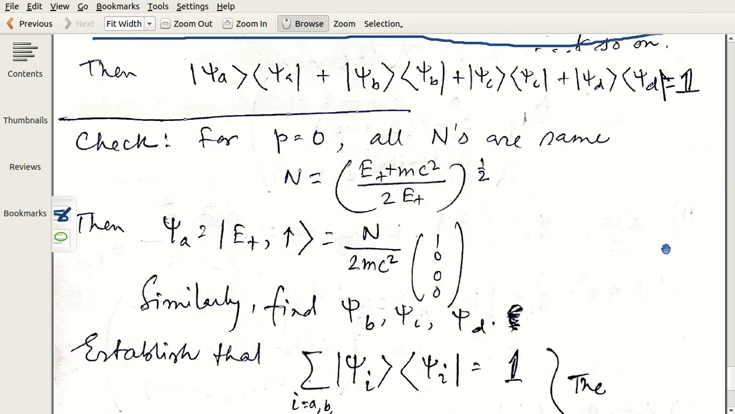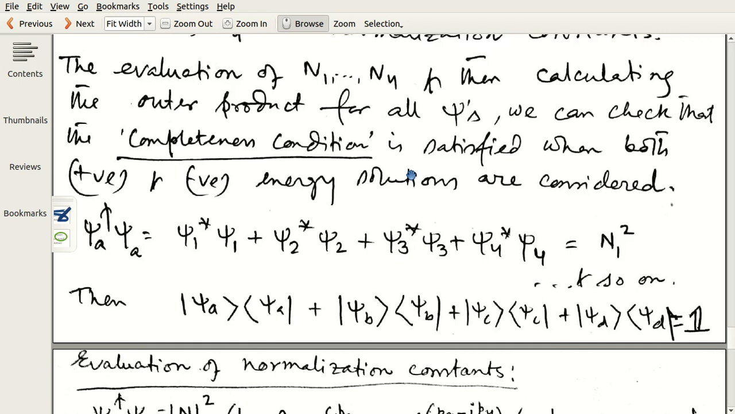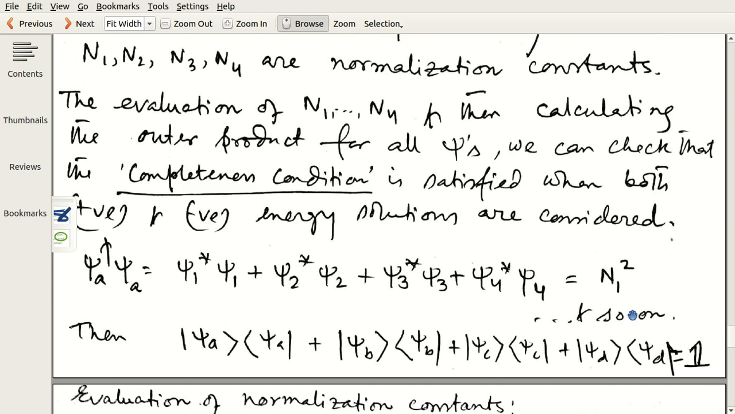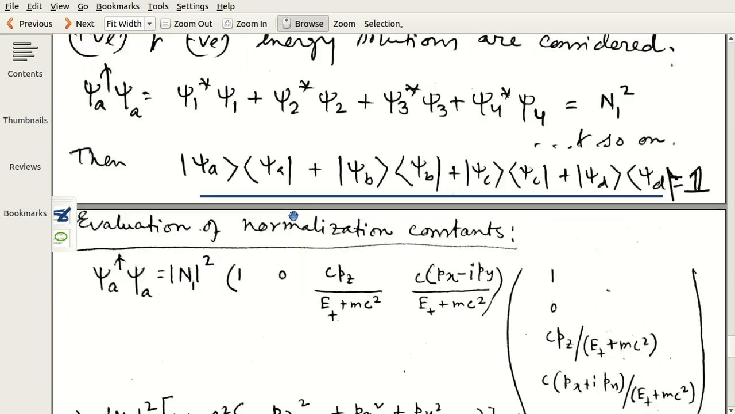Now, we make a small correction here in the text after we define the normalization constant, how to evaluate it: n1 square is psi a dagger psi a, and similar calculation for psi b, psi c, psi d in the case of n2, n3 and n4. And we define the completeness condition in this way, as you see it here. Consider the outer product of all the functions, all the column vectors.